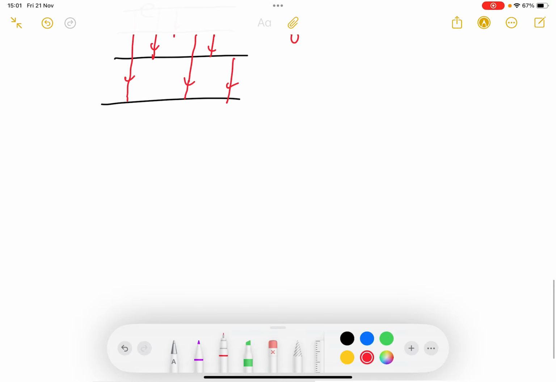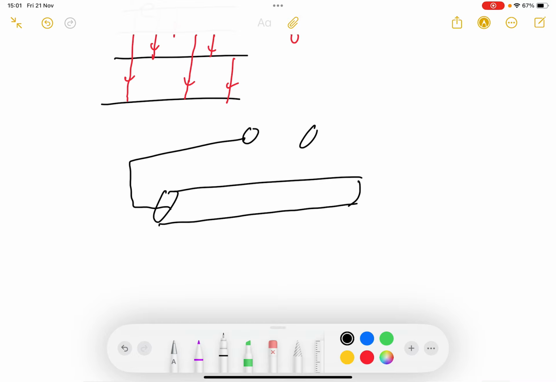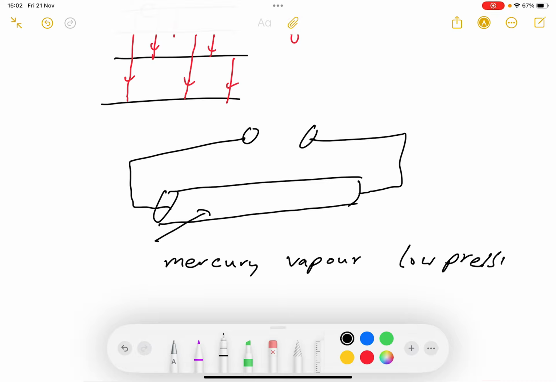emitted. And then the last thing we have to talk about is the fluorescent tube, which is how the physics labs are illuminated at work. Again, we have a high voltage. Inside here, we have mercury vapour, and that has to have low pressure, and it has to be partly ionised. So why does it have to be partly ionised? Well, and why does it have to be low pressure?